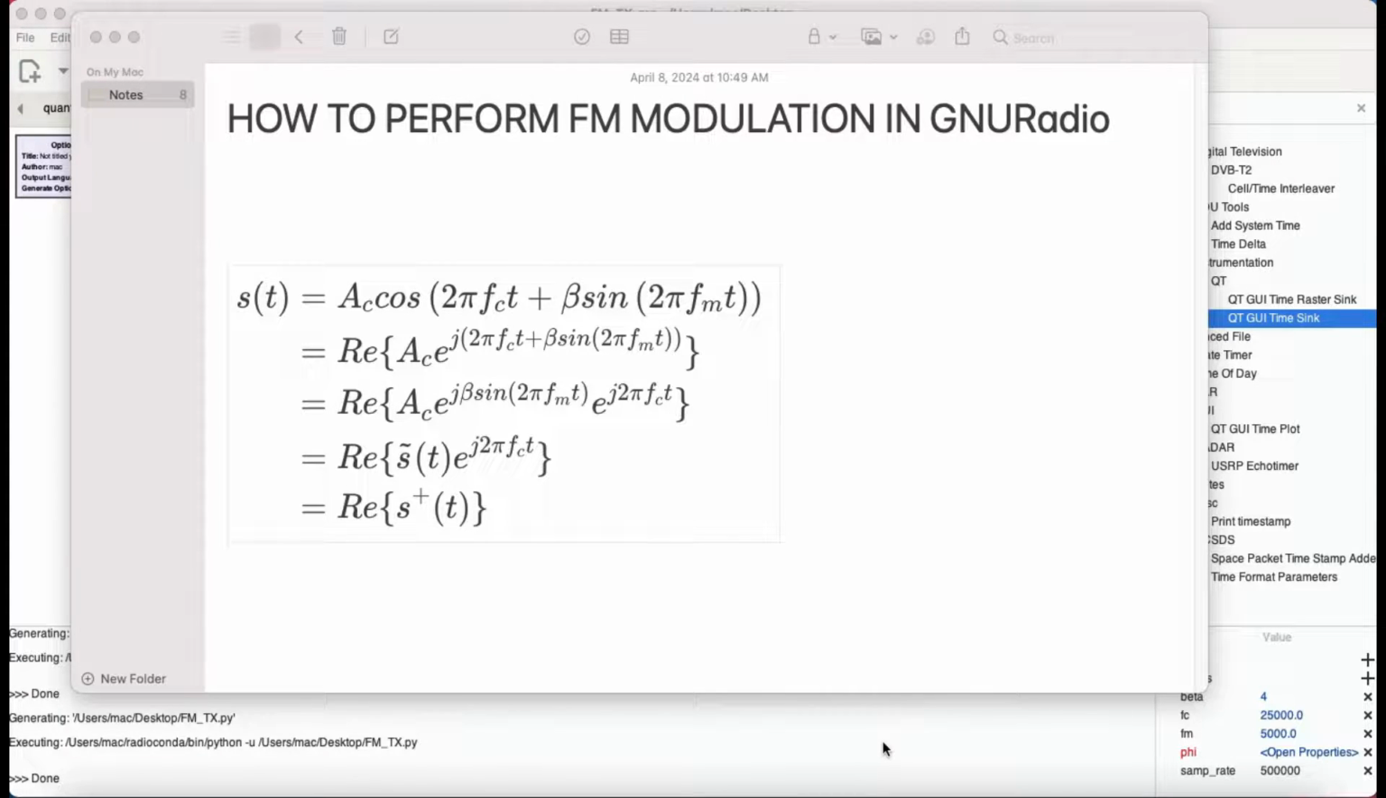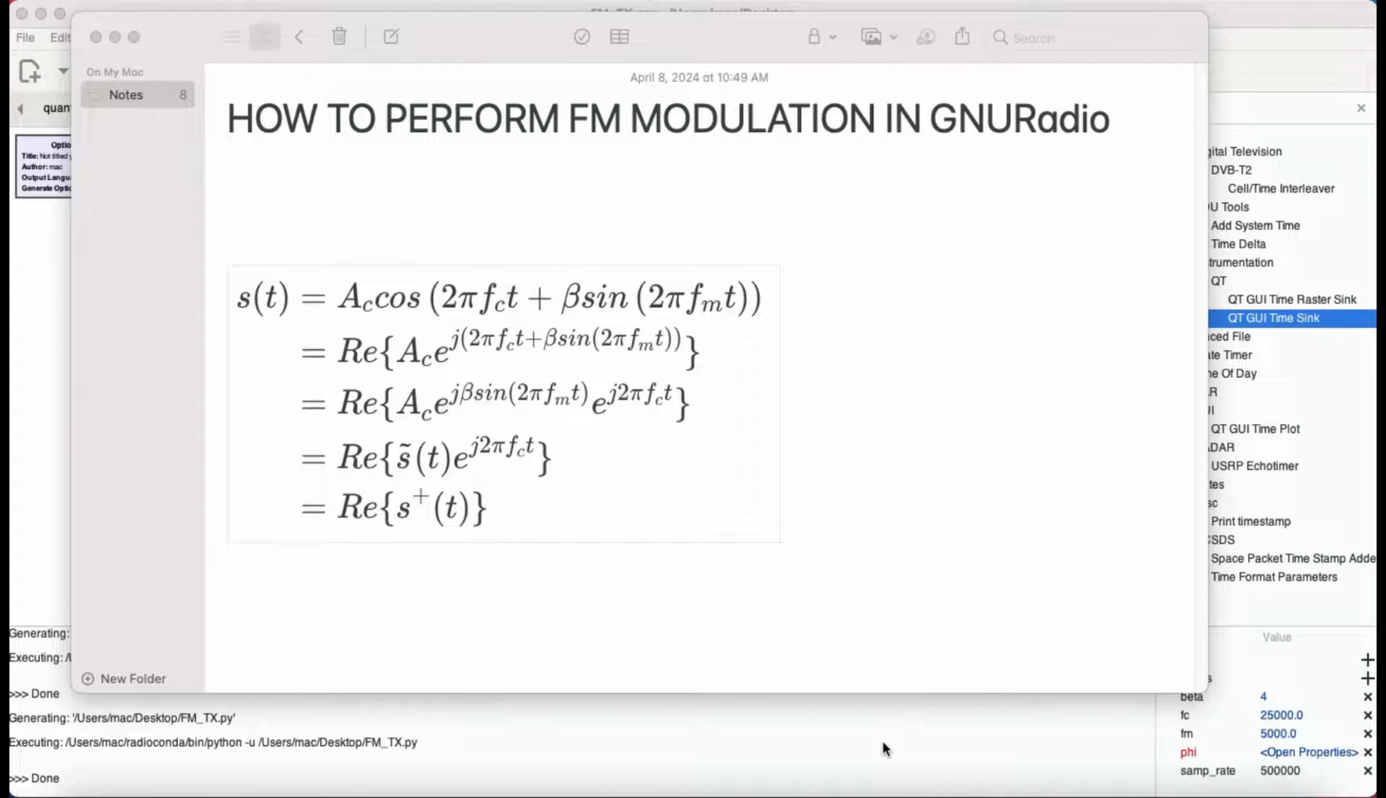This is going to be a series on GnuRadio tutorial, and in the last video I think we did AM demodulation, and before that we did AM modulation using GnuRadio Companion. Then we did AM demodulation in GnuRadio, and now we're going to do FM modulation in GnuRadio.